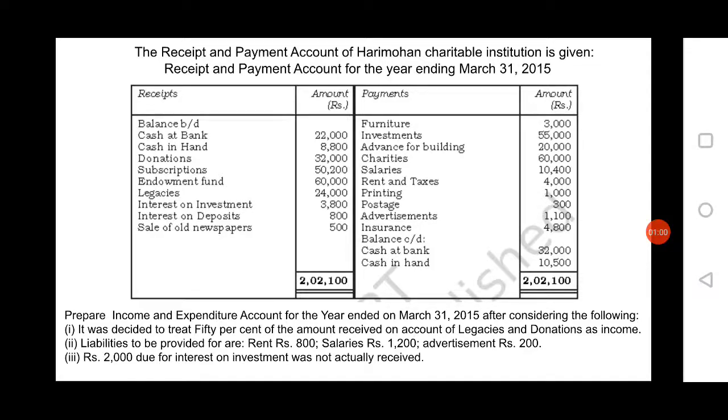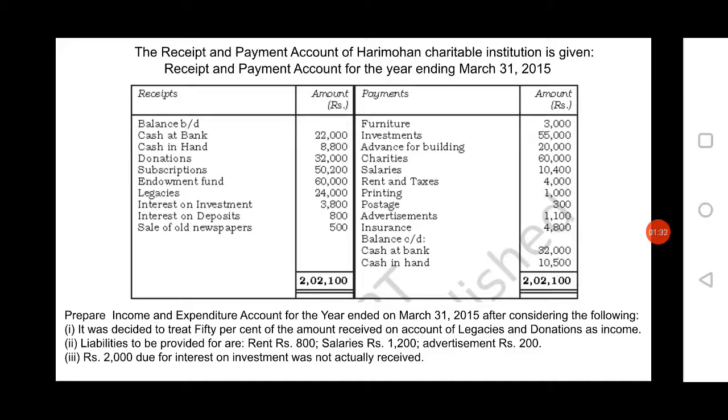Furniture is an asset. Therefore, you should not record furniture in the income and expenditure account, but it comes in the balance sheet. The next item in the payment side is investments of rupees 55,000. It is also an asset. Therefore, it comes in the balance sheet. It will not appear in the income and expenditure account. The next item is advance for building of rupees 20,000. It also comes in the balance sheet.